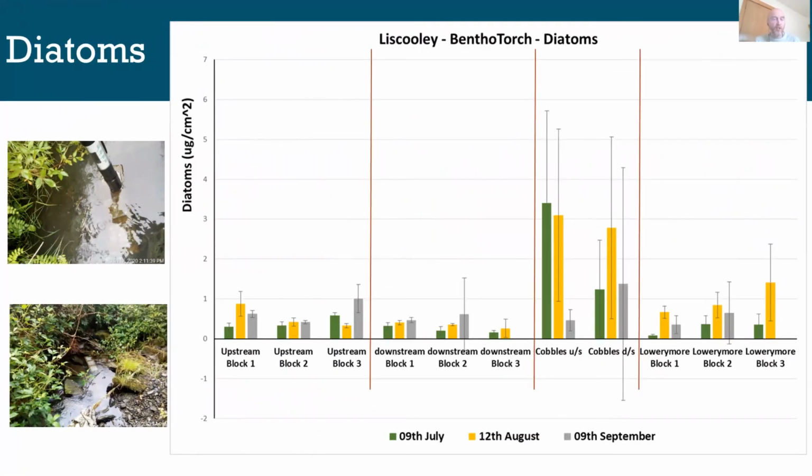In contrast, with diatoms, we're not seeing much difference between upstream and downstream readings to date, but this may be related to the lack of sunlight getting into the site, which may inhibit the growth of the algae. It may also be that the concrete blocks have not been in position long enough for the algae to grow. So in contrast to the SRP values, the diatoms are not really indicating what we might expect.